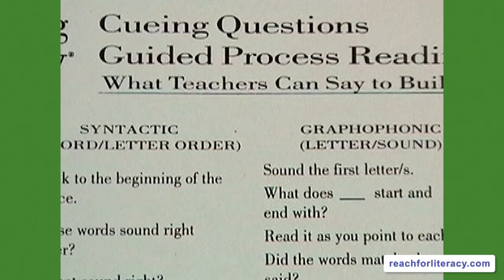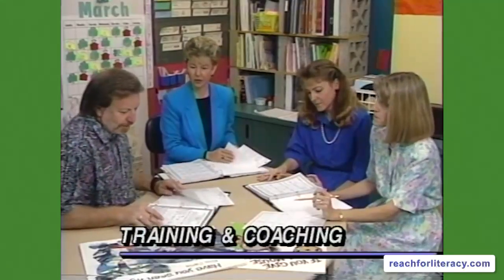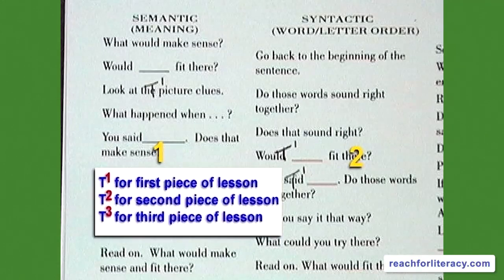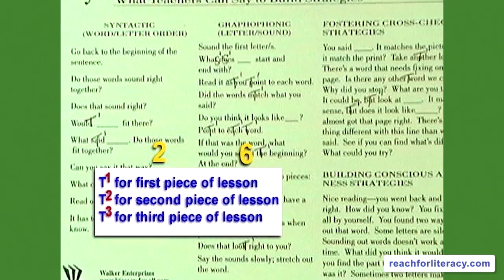The questions were then transferred to the cueing prompt card. The following is a summary of the teacher's observations. During the familiar book, the trainer coach asked 1 semantic question and 2 syntactic questions. 6 graphophonic questions were considered by the students. 5 were asked by the trainer, and a student suggested 1. 4 cross-checking questions were asked.